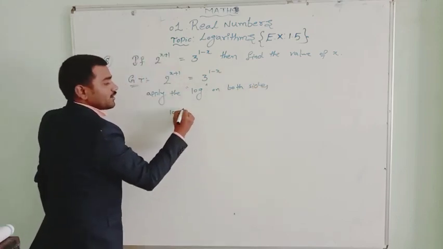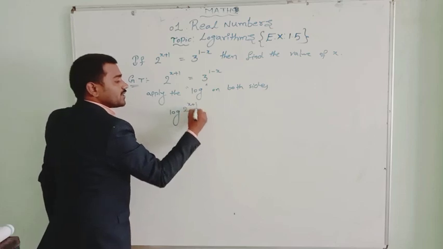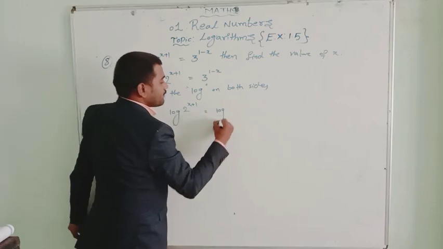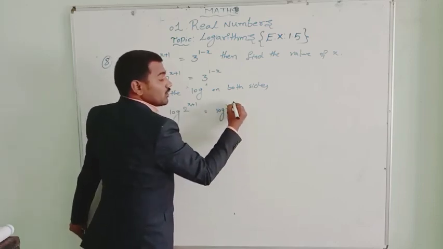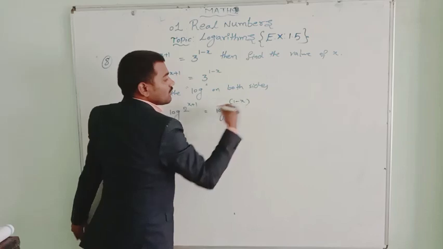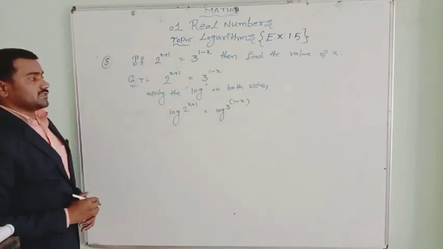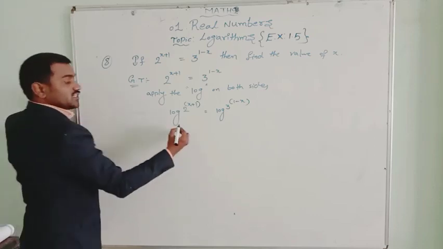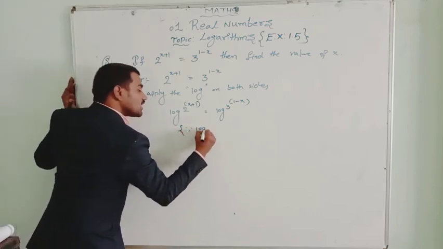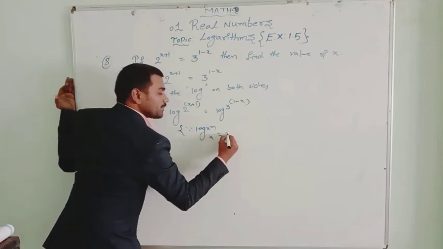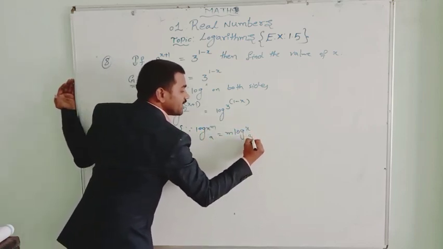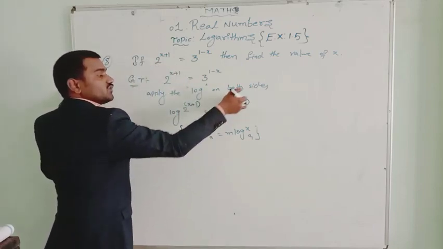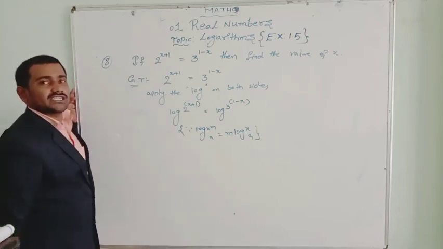So log 2 to the power of x plus 1 equal to 3 to the power of 1 minus x. This is what is given. Here it is in the form of the power formula: log x to the power of m base a equals m log x base a. Let's write m log x base a.